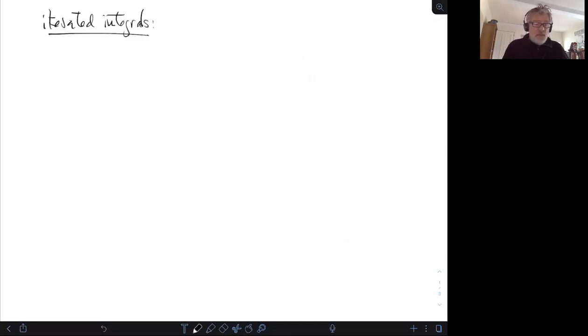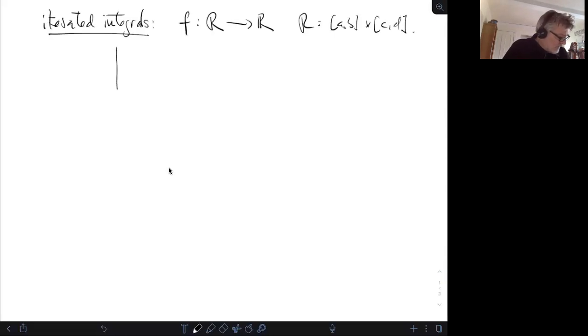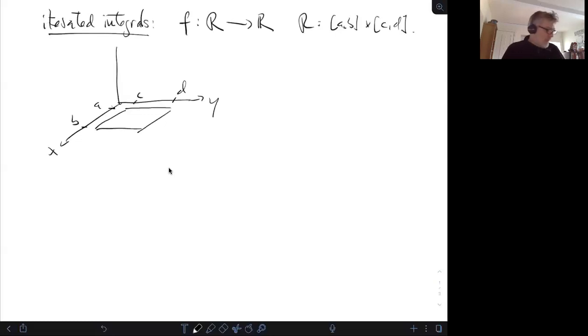So the ingredients are the same as we had. We have a function f, which is defined on some rectangle. The rectangle will be, as usual, [a,b] times [c,d]. Okay, so here is a picture. I have my rectangle like this. This is a, this is b, this is c, this is d. And I have the graph of my function over here.